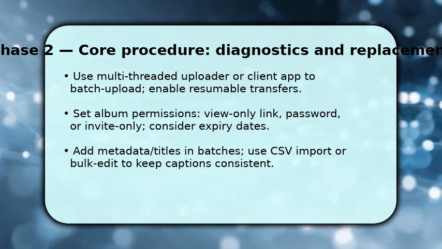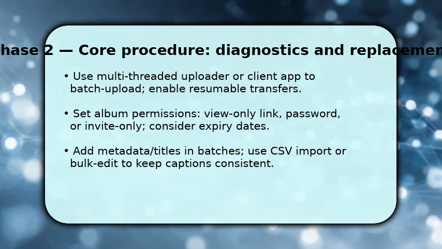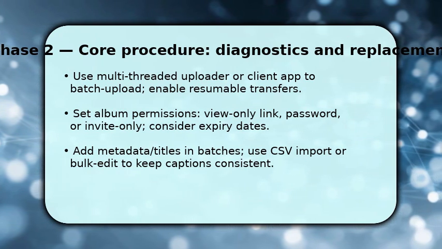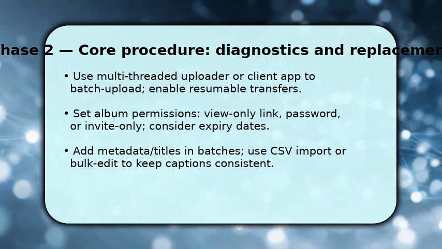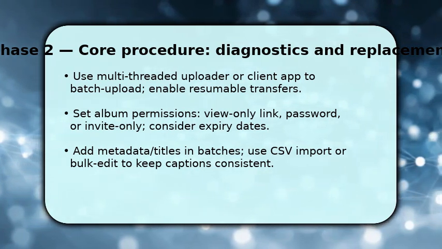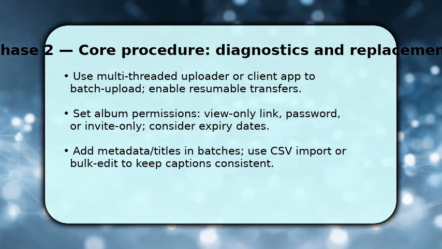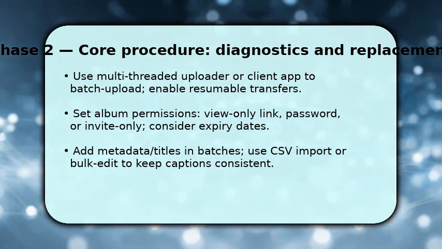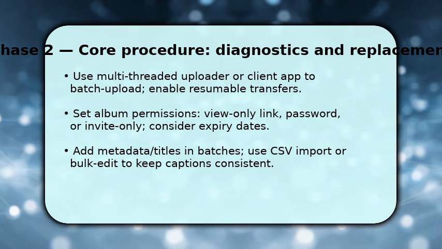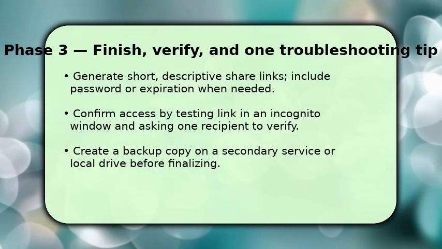Once files begin arriving, set album permissions immediately, choose view-only links for broad access, passwords for privacy, or invite-only for controlled sharing. Make sure to add metadata and batch captions while uploads queue, because tagging now saves time later. If upload stalls, pause other network-heavy tasks and resume the client. Checkpoints keep progress safe. You finish by generating the share link or inviting the group.